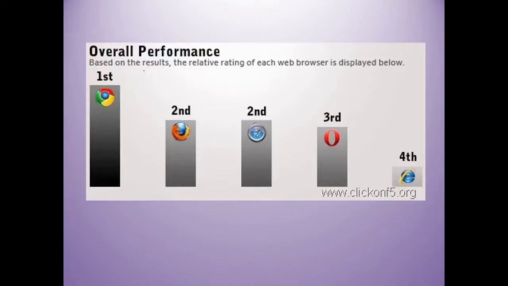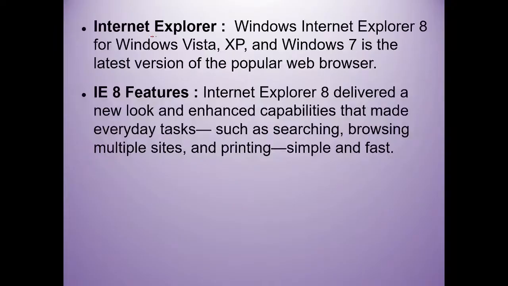If you see the overall performance nowadays, based on the results, the widely used browser is now Google Chrome because it is very fast and secure. Next is Firefox, then Apple Safari, then Opera, and last we have Internet Explorer. Internet Explorer has many versions, like Internet Explorer 8 for Windows Vista, XP, and Windows 7, which is the latest version of this popular web browser. In every version some new features have been added.